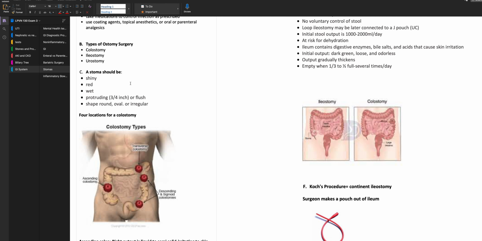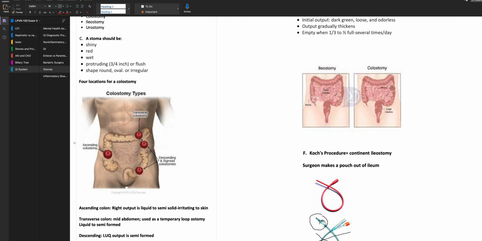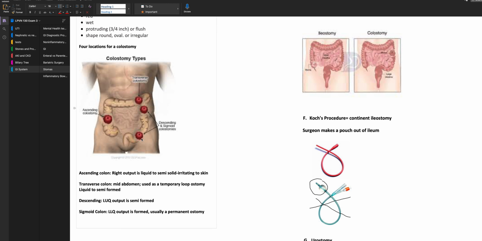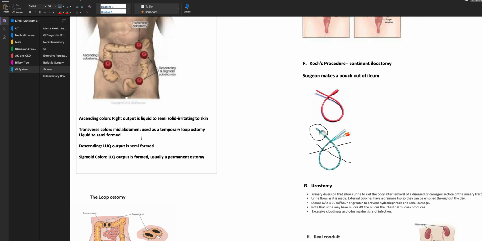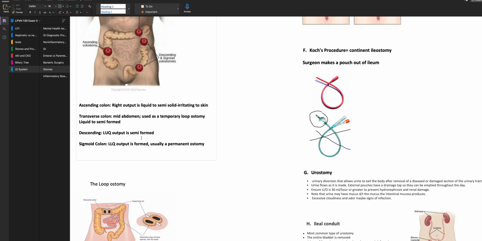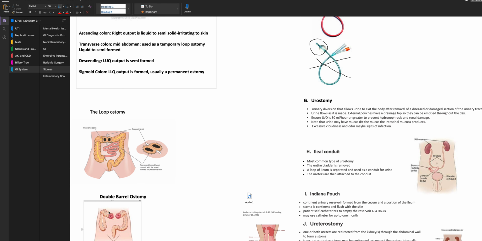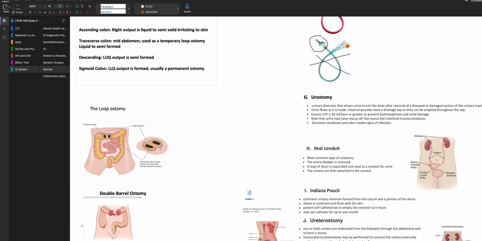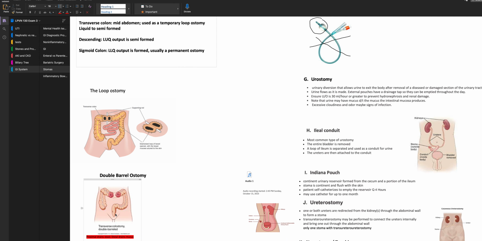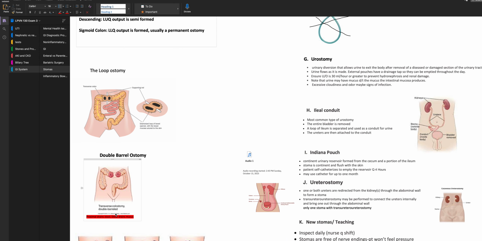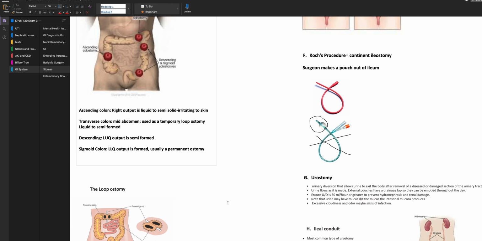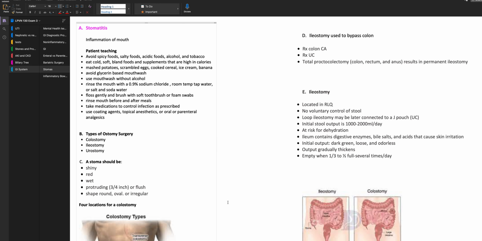All right, this is just colostomy, different types of colostomies that you would see. And then this is the loop ostomy, so they would have this support underneath it. With the loop, it's not an end ostomy, so this could end up being put back together. Anyways, this is double barrel, this is end. So this end is brought out, this end is brought out. Usually done for cancer and obstruction.